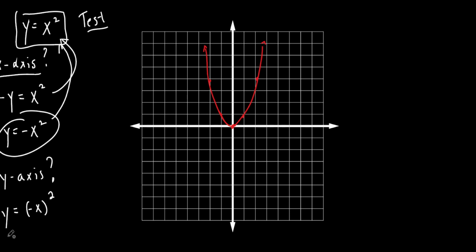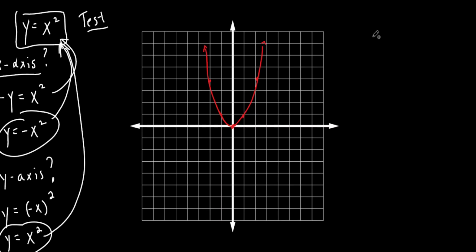Let's simplify that. Can't do anything to that. So what's negative x squared? What's a negative times a negative? Positive. So what's this? It's the same as just x squared, isn't it? Is this the same as what we started with? It is. So is this symmetric with respect to the y-axis? Yes, it is. See what we're doing? Just doing that little test to see if it is.